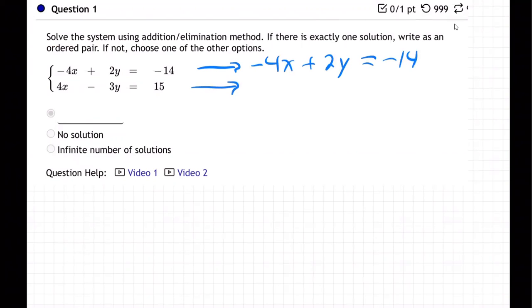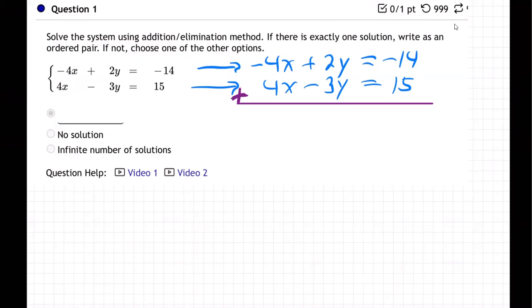And this one going over, 4x minus 3y is 15. Okay. So what I'm gonna do, let me tell you what I'm doing. I'm adding these up. So this is a new method, different than the method we did before.